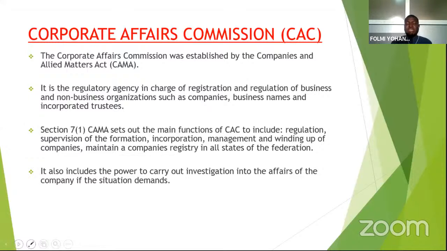So based on that, CAC expects you to run your company based on the object. And once they discover that you are no longer running your business based on that object that you supplied to them, CAC has the power to investigate and take over the management of such company or such church or such organization by either appointing new directors or new trustees to such organization.